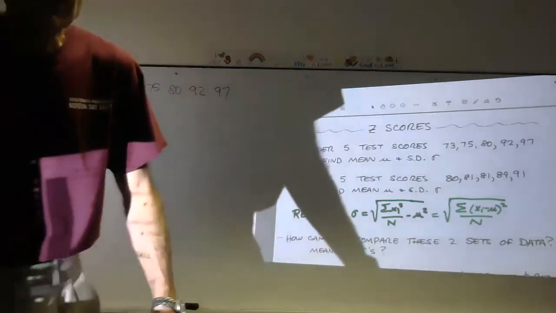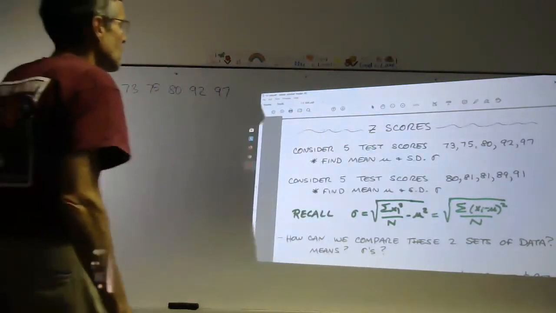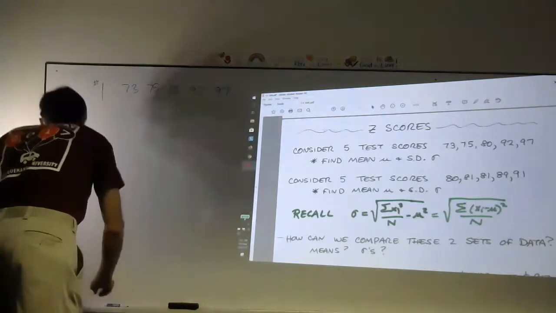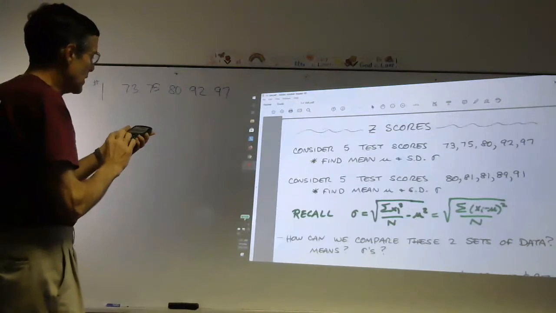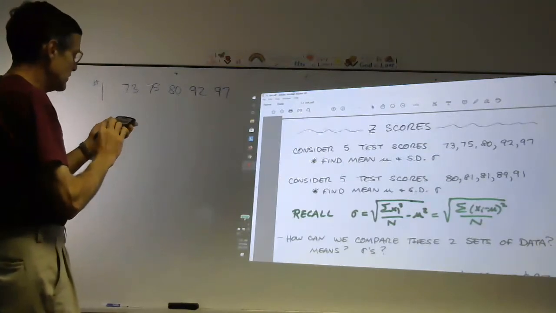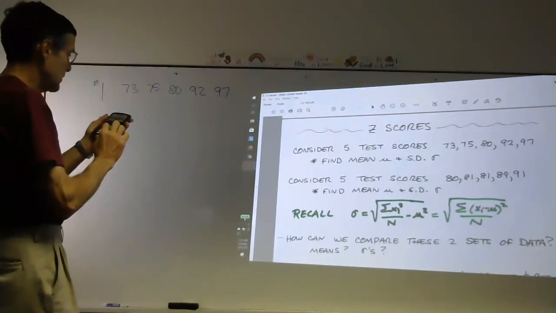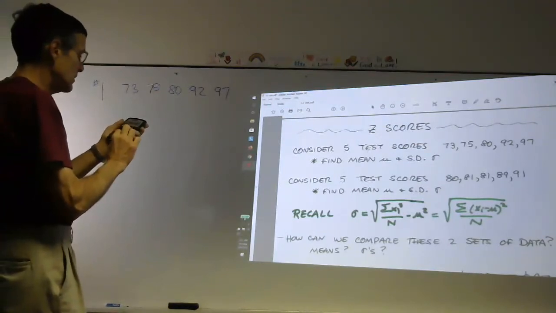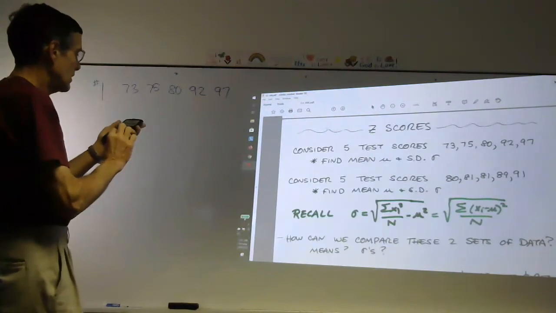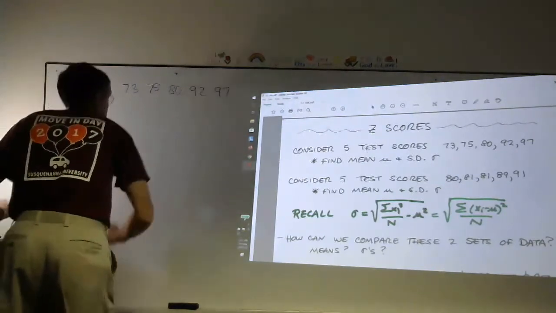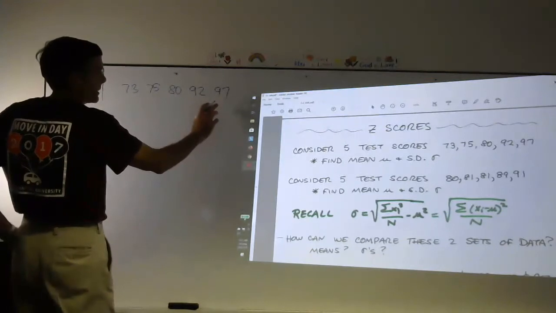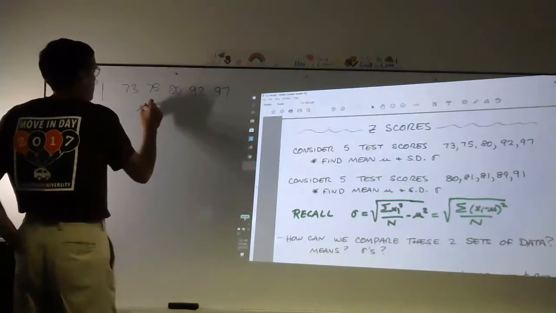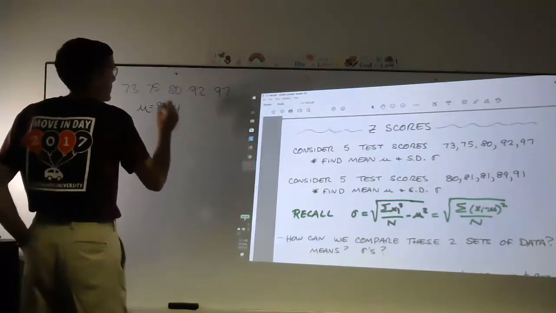Let me make sure you can see that. Yep, looks pretty good. We want to find the mean and the standard deviation. Okay, so the mean, you simply add them up and divide by how many you have. So I have 73 plus 75 plus 80 plus 92 plus 97, divided by 5 equals, I get 83.4. So this is the entire population of test scores. So mu is 83.4. Okay?